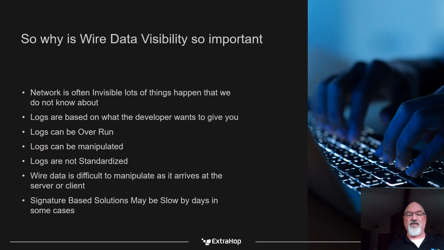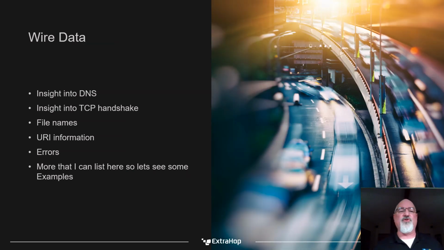Signature-based solutions may be slow by days in some cases, because if I'm waiting on a signature, maybe you have a 0-day that's happening. Sometimes bad stuff is going out without a signature, or bad stuff is getting in without any type of signature because it just hasn't been found yet, right? These are all important things you have to think about, and some of the reasons why you might want to look at some sort of wire-based tool to analyze what's happening on your wire. Wire data gives you great insight into DNS, insight into the TCP handshake, file names, URI information, errors, more things than I can list.